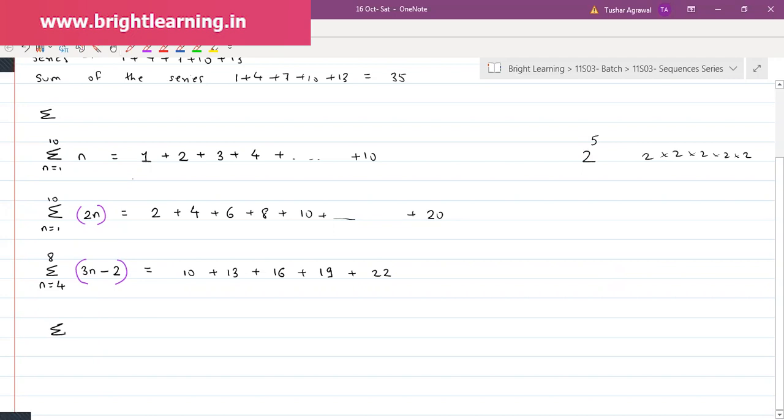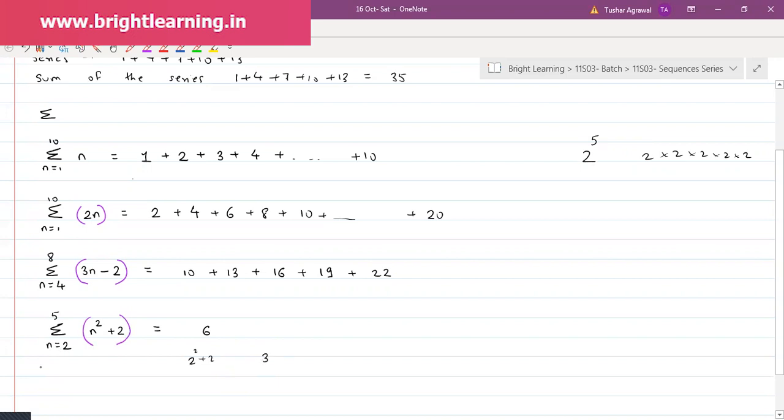So let's say we consider summation of n square plus 2, and here n varies from 2 to 5. What are the individual terms? The individual terms are of the form n square plus 2. So tell me, how to calculate the first term? Sir, put n is equal to 2. If I put n is equal to 2, what will I get? 2 square plus 2. Do I get 6? Yes, sir.